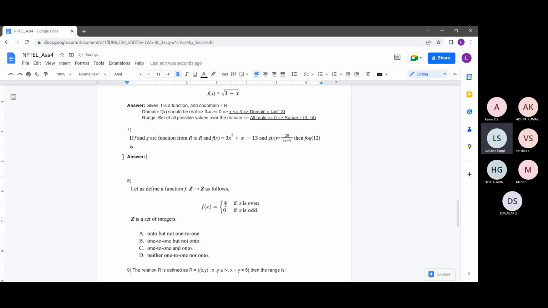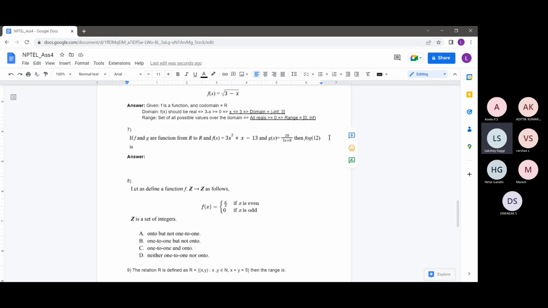So seventh question is asking us that if f and g are functions from R to R, and f of x is 3x squared plus x minus 13, and g of x is 20 upon 3x plus 8, then FOG of 12 is. So you guys must have seen in lectures that FOG basically means the composition of these functions.